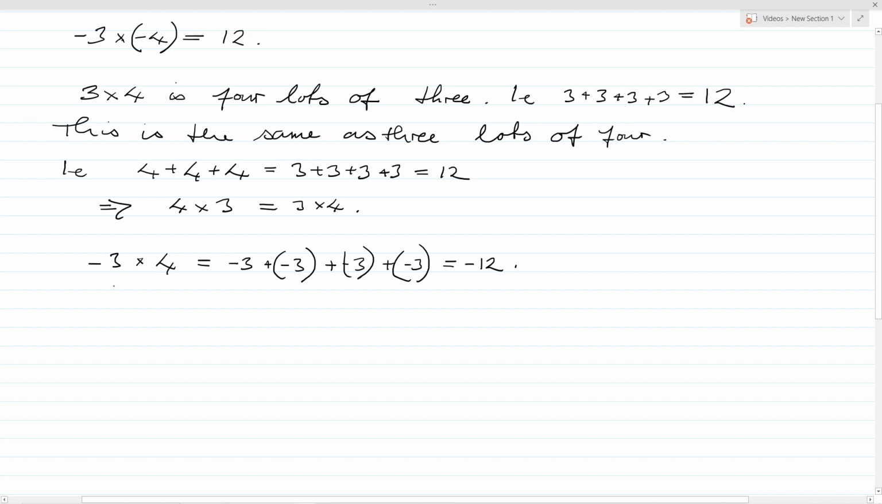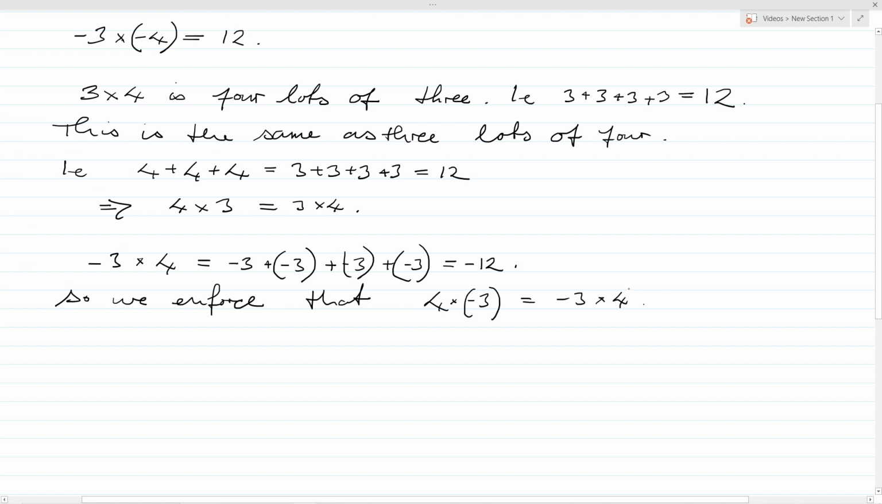We can also enforce that it's going to be equal to 4 times -3. In other words, it doesn't make much sense saying -3 lots of 4, but from our definition here, 4 lots of 3 is equal to 3 lots of 4. So we're going to enforce that 4 times -3 is going to be equal to -3 times 4.